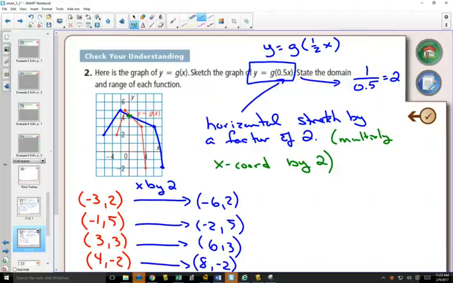Now it asked us to look at the domain and range of your original graph and the domain and range of your new graph. I'm going to use the set notation this time. So for domain being our x values, our smallest value is negative 3, less than or equal to x, and our largest value was 4, less than or equal to 4. Our range, our smallest value was negative 2, less than or equal to y, and our largest value was 5, so less than or equal to 5.